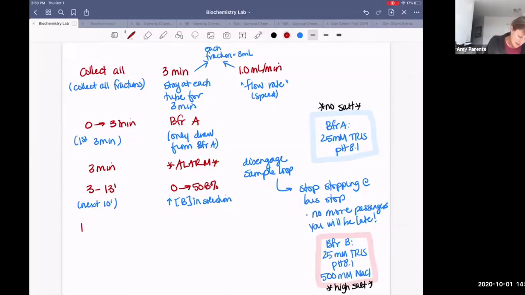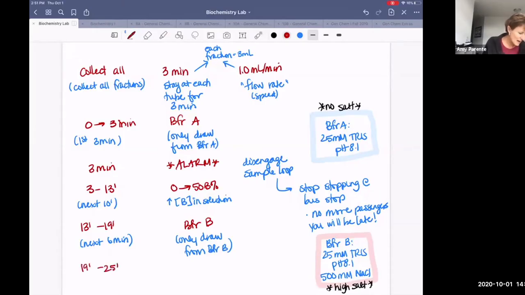All right, then we're going to have 13 minutes to 19 minutes here. Now we're going to change and we're going to go pure buffer B. So again, what this means for the next 6 minutes, we're going to only draw from buffer B. And this little program is only 25 minutes long. From minutes 19 to 25, we're going to go back to 100% buffer A. So only draw from buffer A.